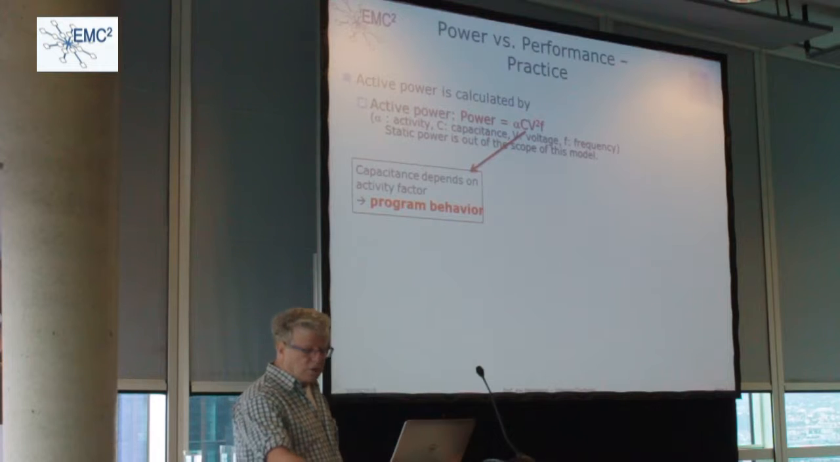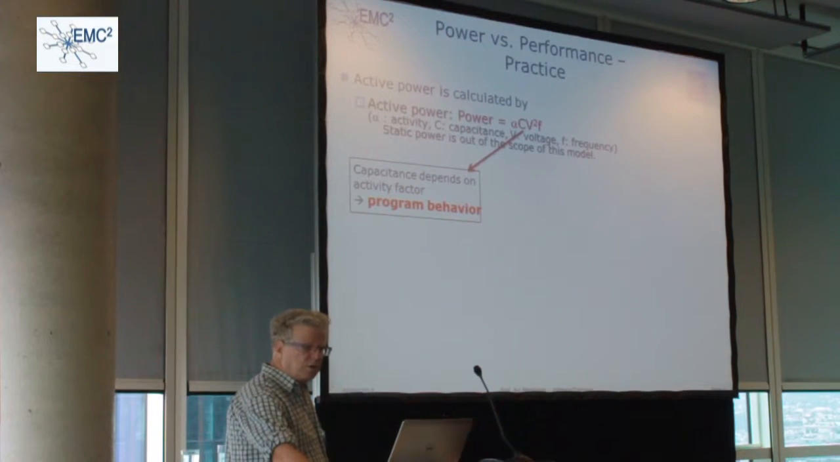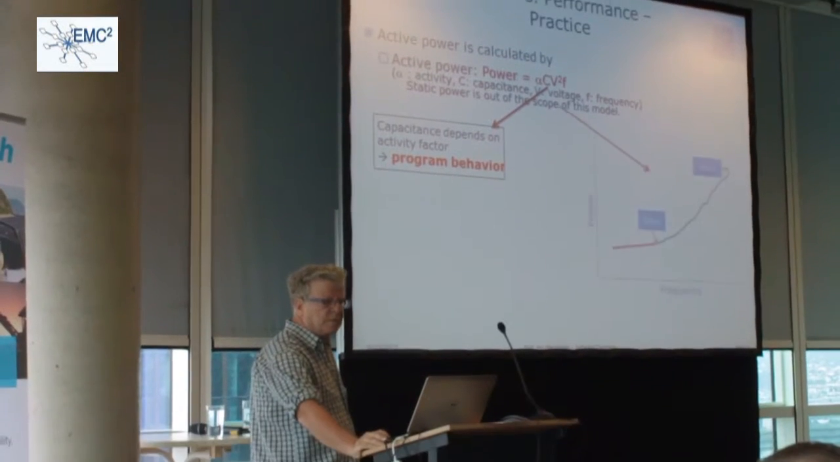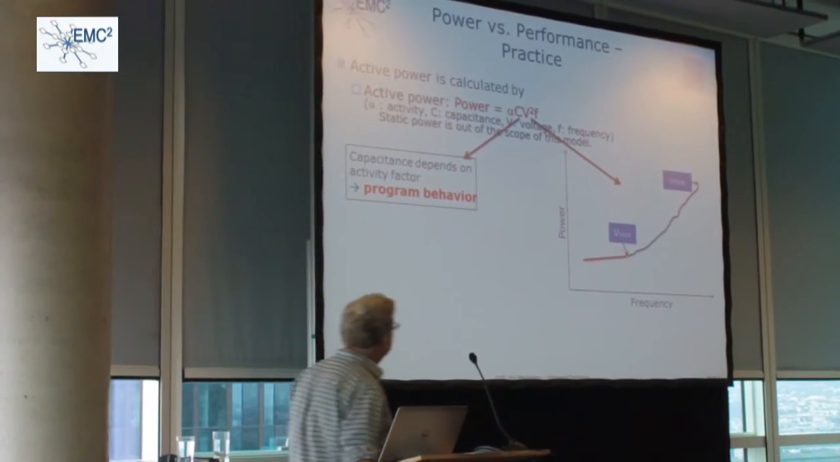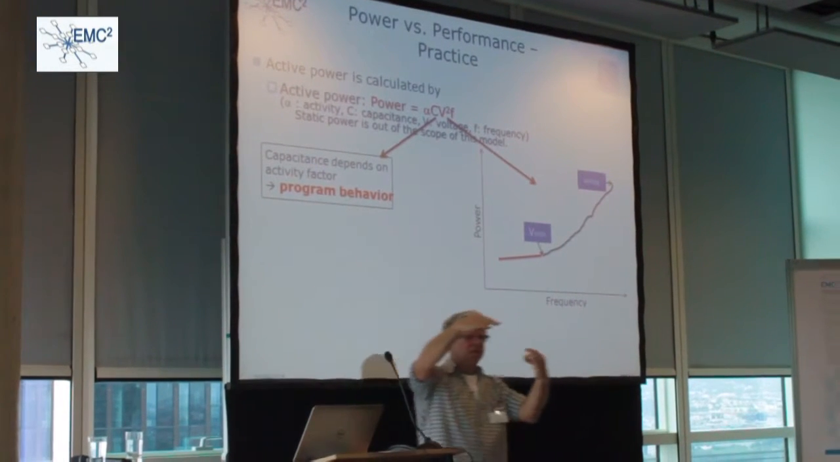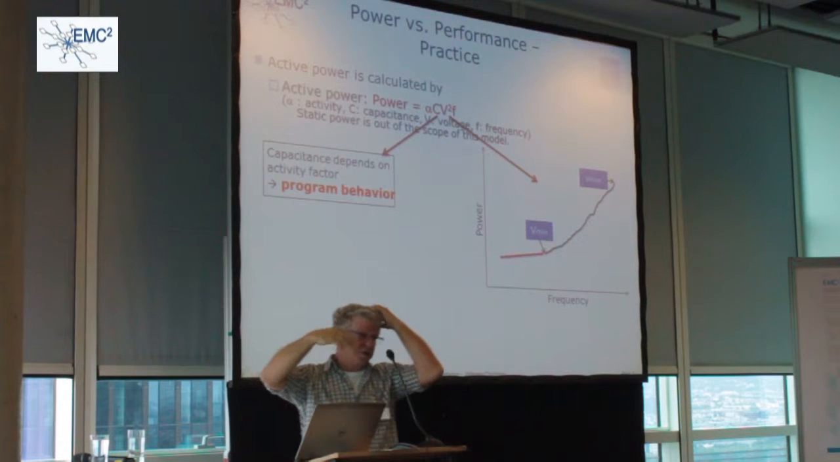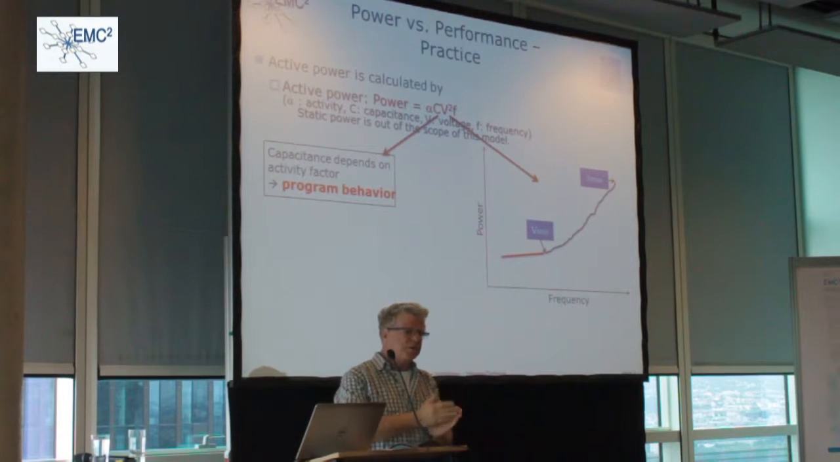Okay, so let's look at the V squared F, where we said that they are linearly dependent on each other, which is almost true. It's almost true because when we look at the voltage, and the voltage usually for any chip can go from Vmin to Vmax.